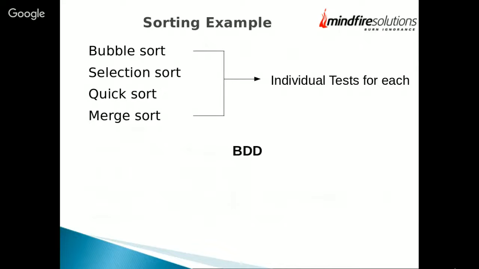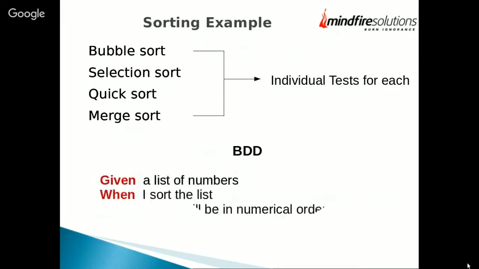But in BDD, for all these algorithms, there is only one single test. That is, given a list of numbers, when I sort the list, then the list will be in numerical order. So this is just one. You can see here, just one simple behavior for all these algorithms.